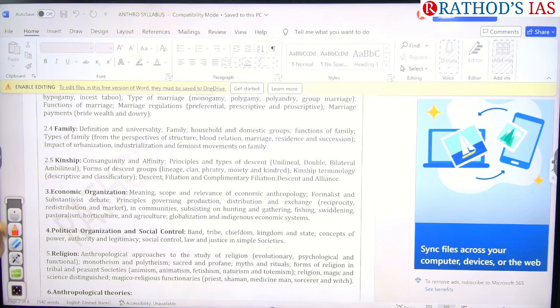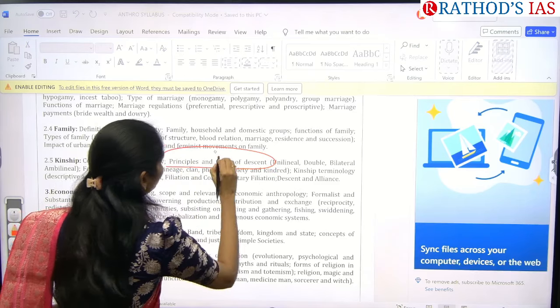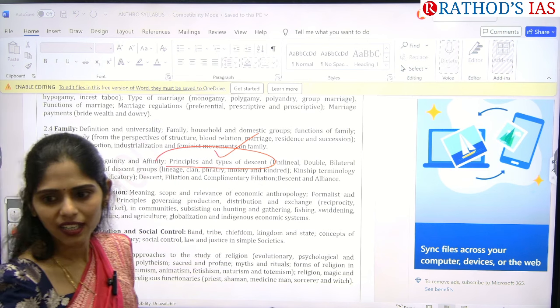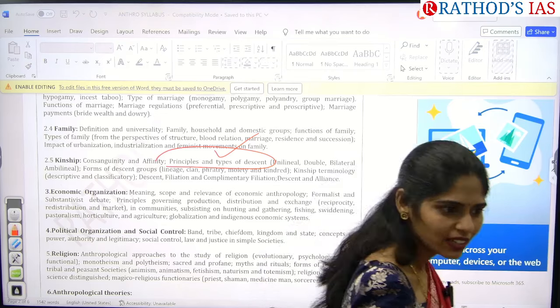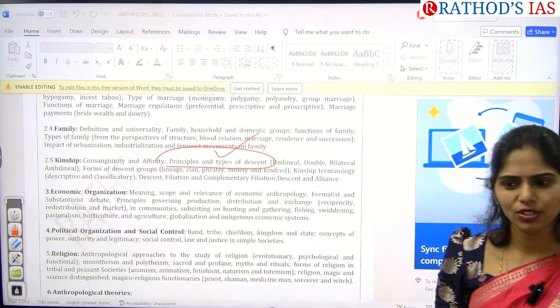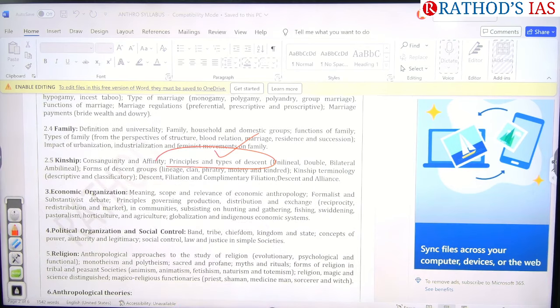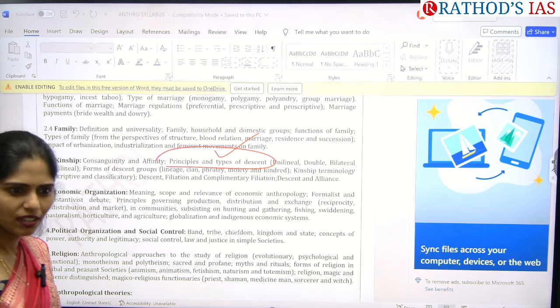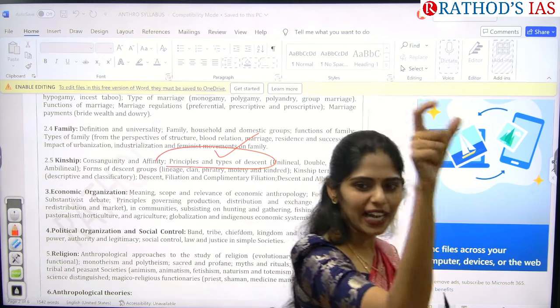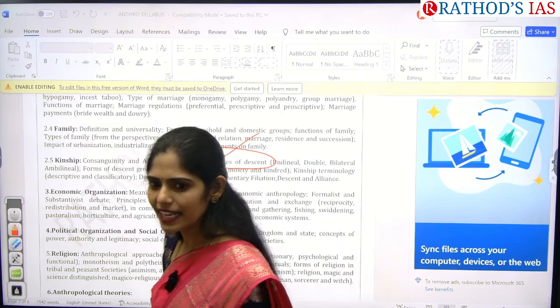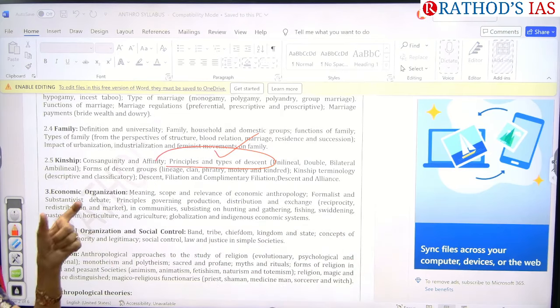Next, see this kinship. Kinship is nothing but relatives, right? Okay. So do you know what is descent? Descent means? Do you know about your Gotra name, everyone? From where did that Gotra name come into existence? Your ancestor. From that ancestor, your family came. So that is called descent. Descent is nothing but who your ancestor is.